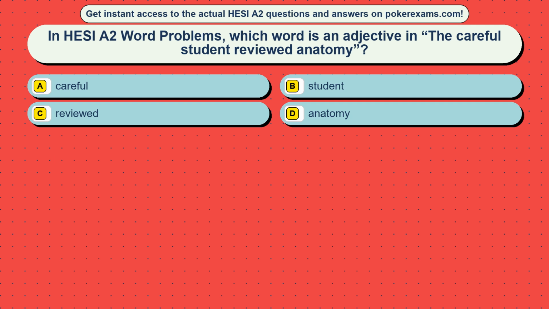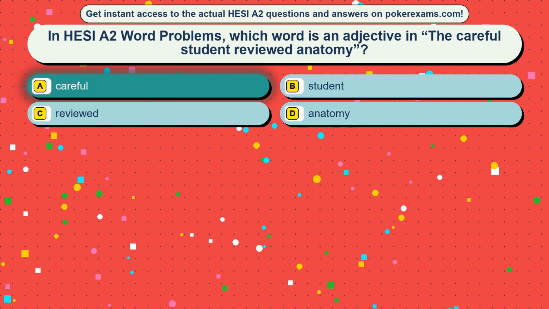Question 33. In HESI A2 problems, which word is an adjective in the sentence: the careful student reviewed anatomy? Option A, careful. Option B, student. Option C, reviewed. Option D, anatomy. The correct answer is option A, careful.